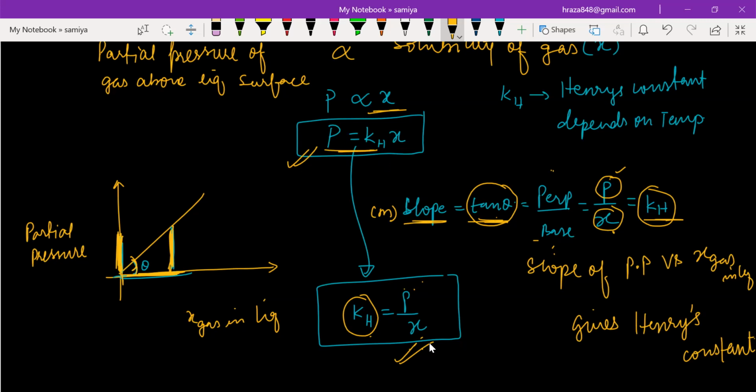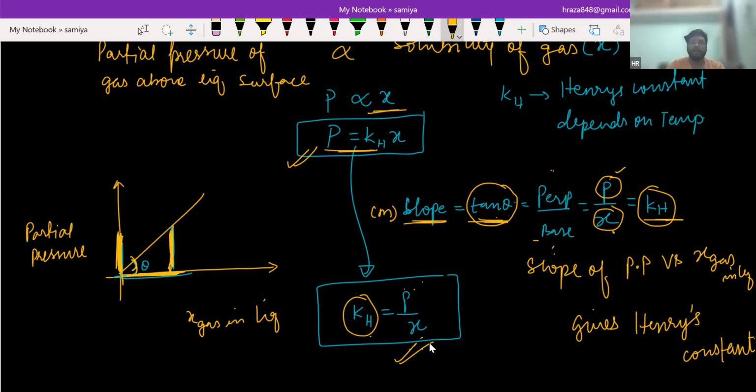Very good. In class 11th, in physics, you have studied that the slope of a displacement-time graph gives velocity. In the same way, the slope of partial pressure versus mole fraction gives the constant. It is not to be remembered. The concept should be understood.